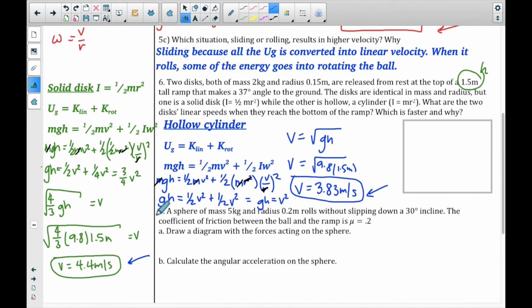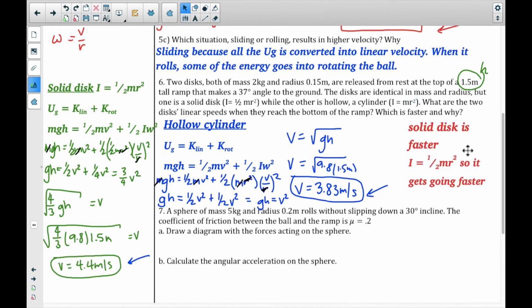Well, if we look at it, the solid disk is going faster. Why is that? Well, the reason is because its moment of inertia is 1/2 mr squared, whereas this one is mr squared. Well, what does that mean to us? What it means is the solid disk is going faster because of the 1/2 mr squared. If it has a lower moment of inertia, it gets going faster.